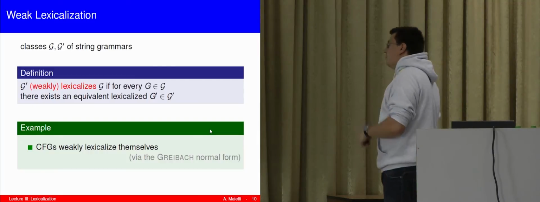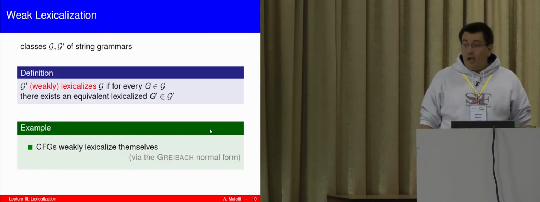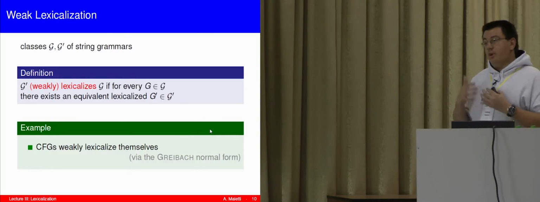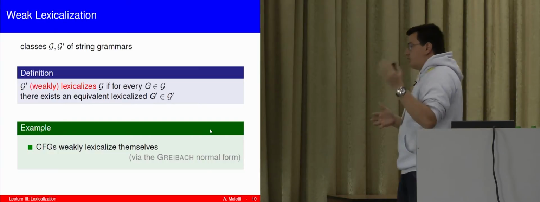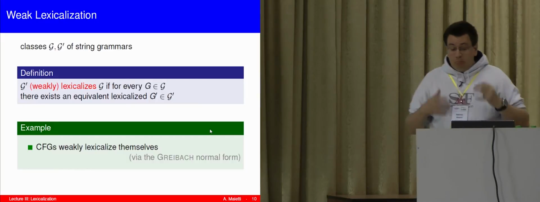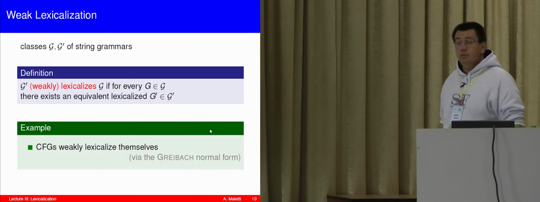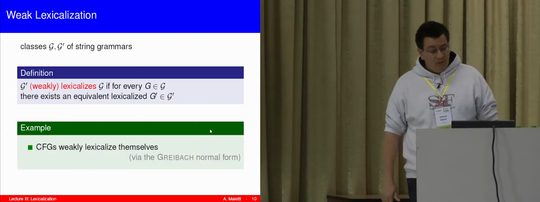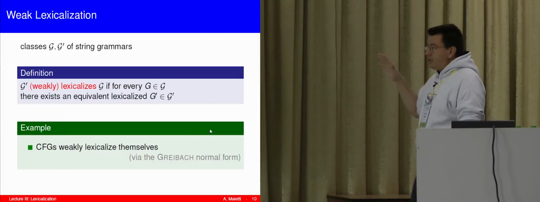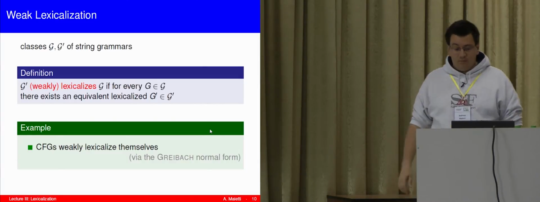What can you say immediately? Well, that's a very famous proof, due to Greibach, as you would probably expect, that context-free grammars can weakly lexicalize themselves. Because for every context-free grammar, you can construct an equivalent context-free grammar that is lexicalized, in Greibach normal form, if you prefer the theoretical saying. Okay, so that's okay. And this was actually good evidence for the linguists. But there are some problems with this definition.